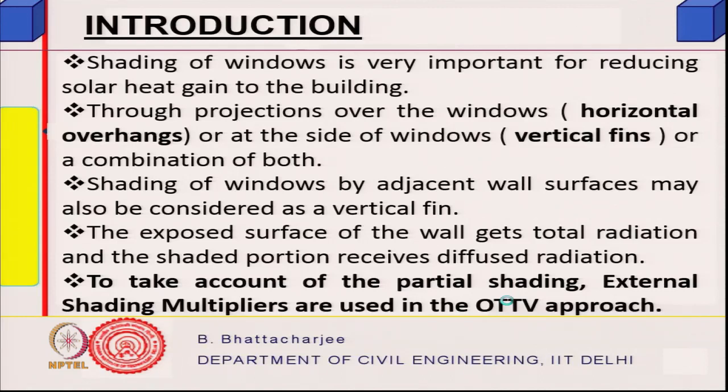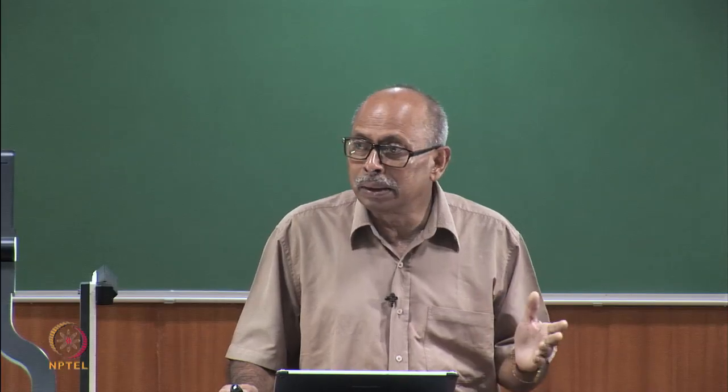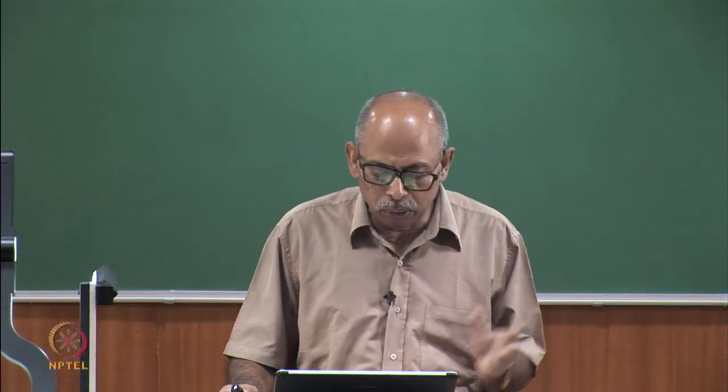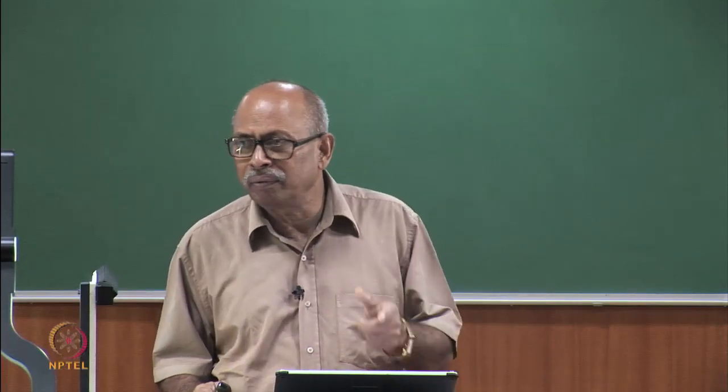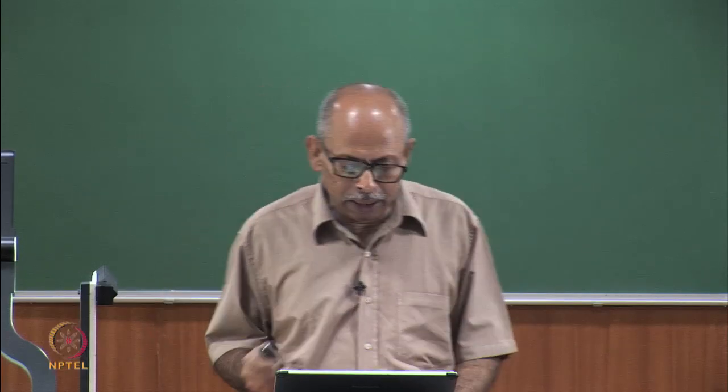So, we have already seen that shading is very important. This we have already seen as it is stated here. Using horizontal shading or overhangs or the side fins, vertical fins, or a combination, we can cut down the solar heat gain in summer, and also the dimensions can be optimized in order to minimize the summer gain and maximize the winter gain, right. The difference between the two, with a weightage factor of half for the winter gain. So, that is what we have seen earlier, right.